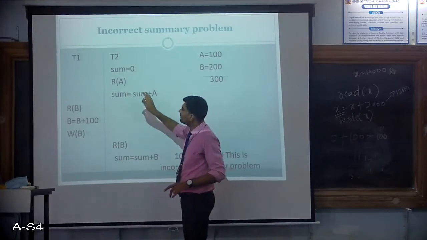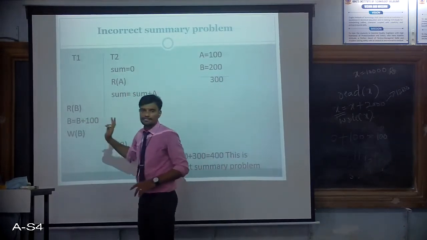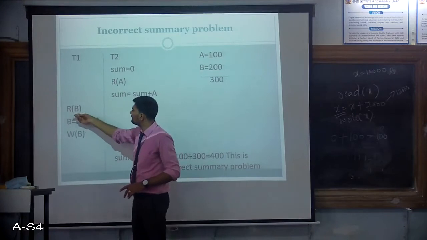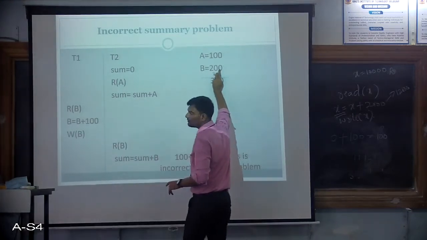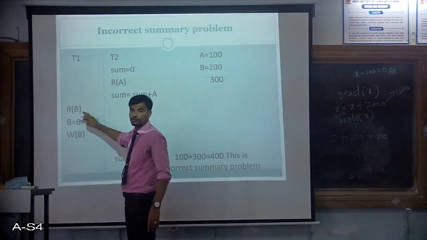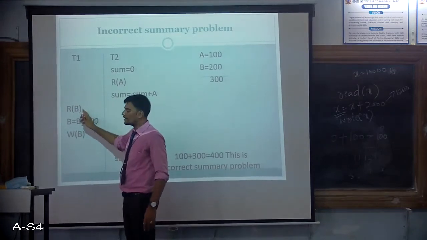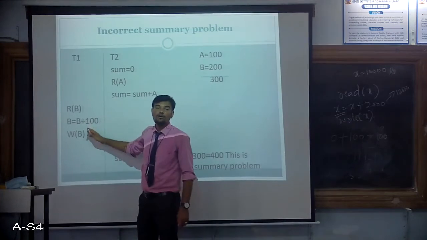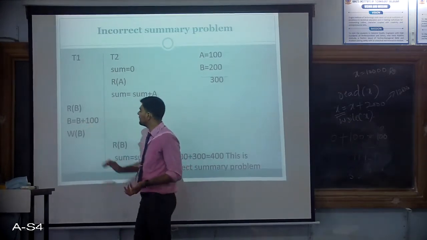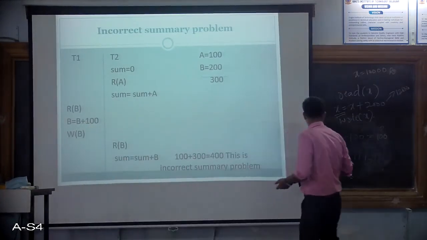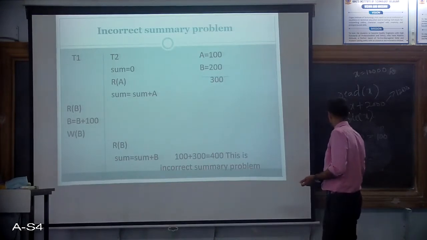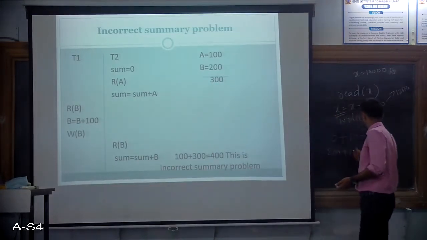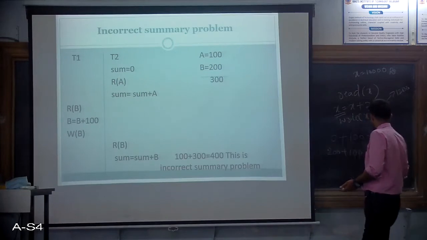But when transaction T1 is executing, it is reading the value of B. What is the value of B? Account B is 200 rupees. So it has read 200 rupees and then B equals B plus 100. Here we are updating the value of account B: B is 200 plus 100, which is nothing but 300. So B equals 300.